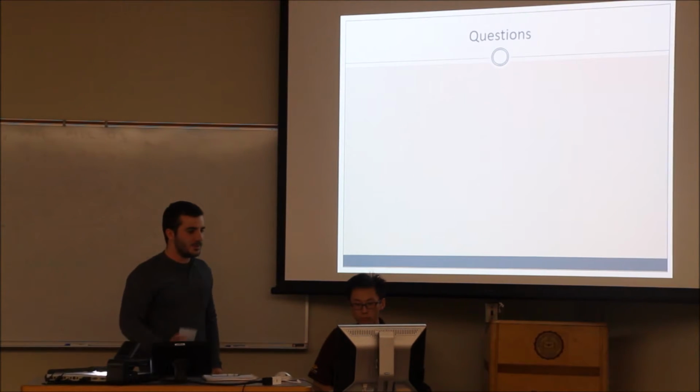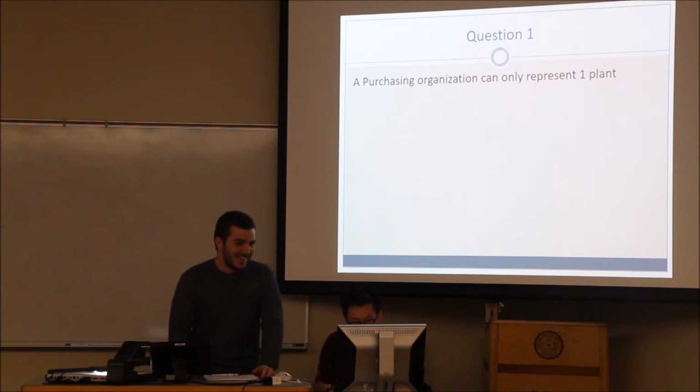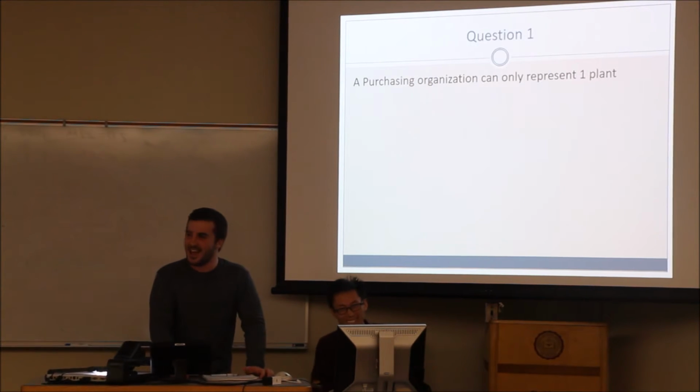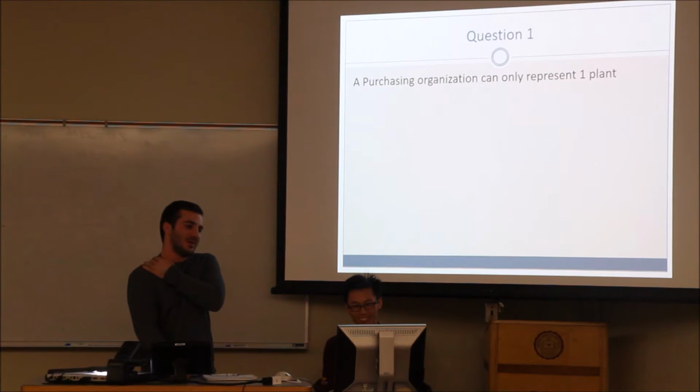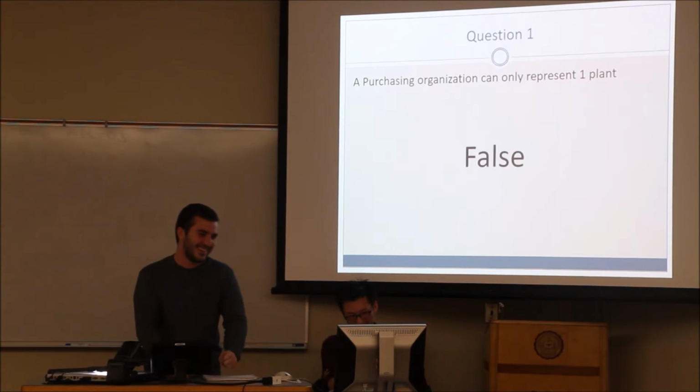All right, on to the questions. Question number 1. A purchasing organization can only represent one plant. This is where I jumbled up my words completely about 10 minutes ago. It's true! Oh, you're wrong! It's false. A purchasing organization can represent multiple plants.